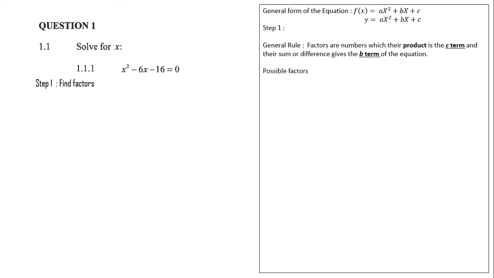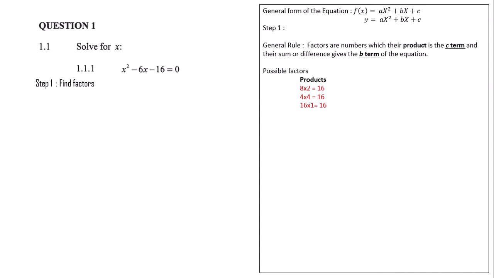So we're going to find possible numbers that when you multiply them out give you minus 16. So let's see products. 8 times 2 gives you 16, 4 times 4 gives you 16, 16 times 1 also gives you 16. So those are the possible pair of factors that we can use to solve this problem.